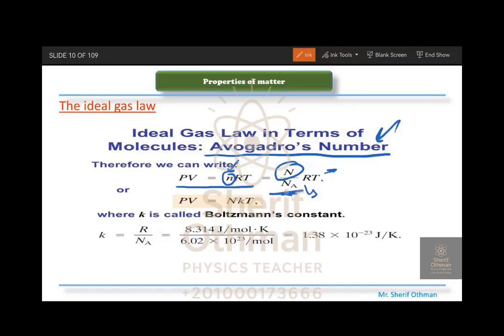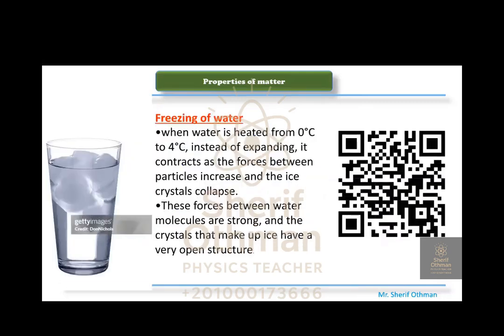While R over Na is a constant called the Boltzmann constant, simplified by k. So k is equal to R over Na, which is equal to 1.38 times 10 to the power negative 23. Dividing the ideal gas constant, 8.314, by Avogadro's number, 6.02 times 10 to the power 23 particles per mole.